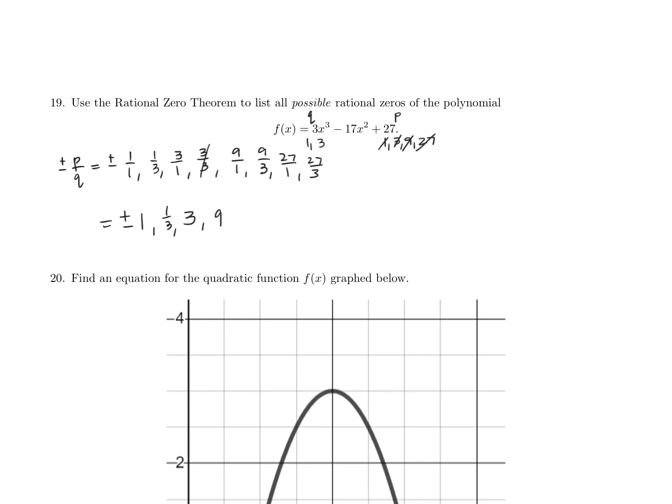9 over 1 is 9. 9 over 3 is 3. That's already on the list. 27 over 1 is 27. 27 over 3 is 9. That's already on the list. So here are all of my possible rational zeros for the polynomial f.